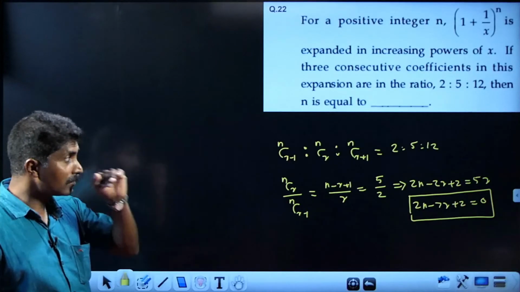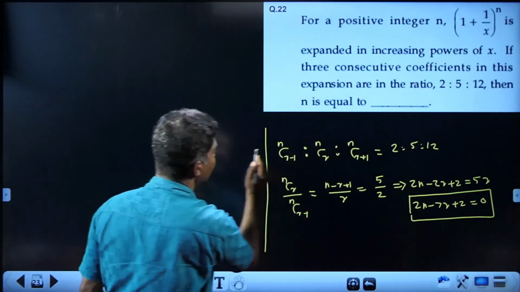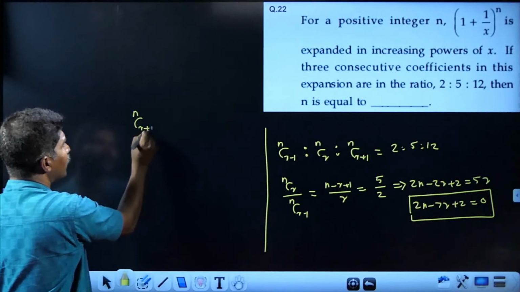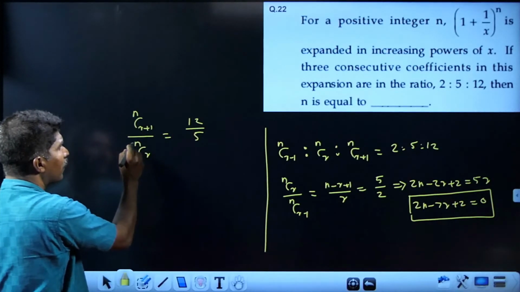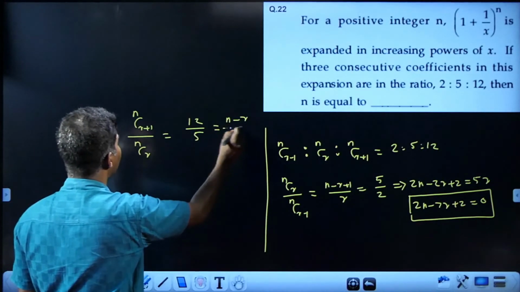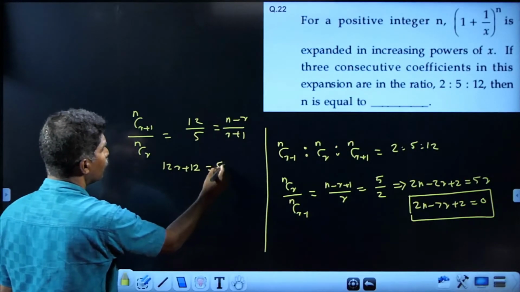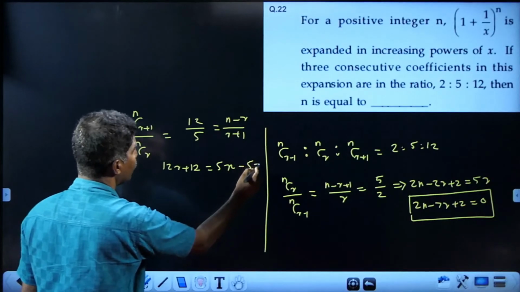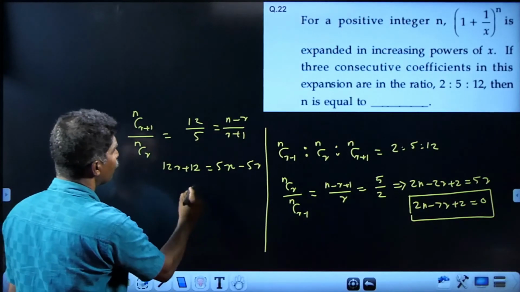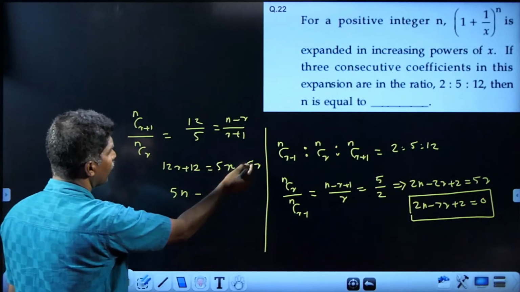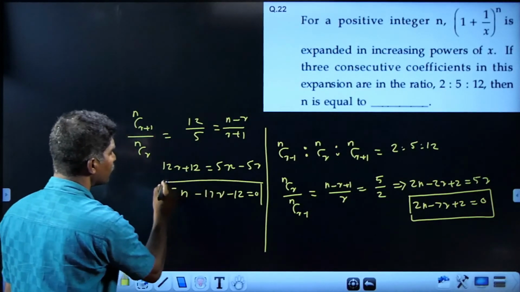And the second equation you are going to write is third divided by second: nCr plus 1 divided by nCr is equal to 12 divided by 5. Its formula is (n minus r) divided by (r plus 1). Cross multiplying, 12r plus 12 is equal to 5n minus 5r. So 5n minus 17r minus 12 is equal to 0. You are getting the second equation.